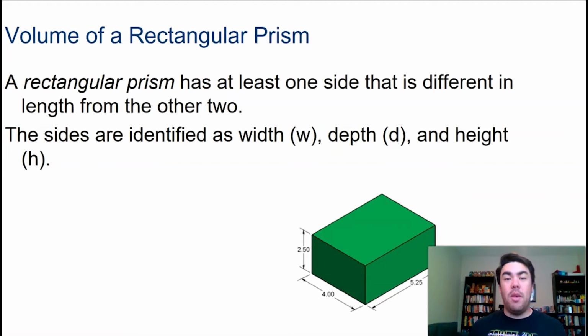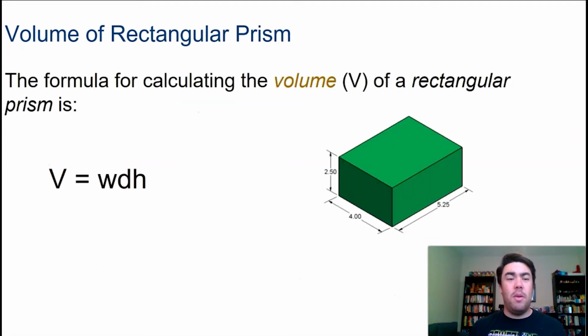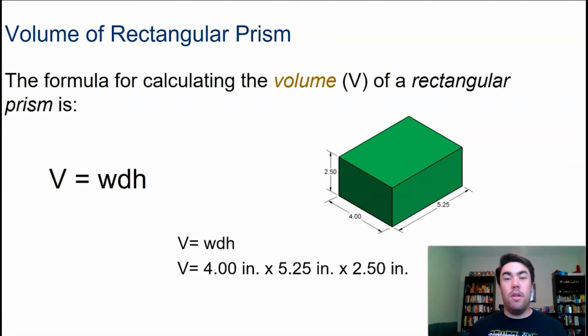Similarly, we could find the volume of a rectangular prism. A rectangular prism has at least one side that's different in length from the other two, so we have width, depth, and height measurements. And we can find the volume of a rectangular prism by multiplying the width, depth, and height. Here the volume would be 4 inches times 5.25 inches times 2.50 inches, which would give us a total volume of 52.5 inches cubed.